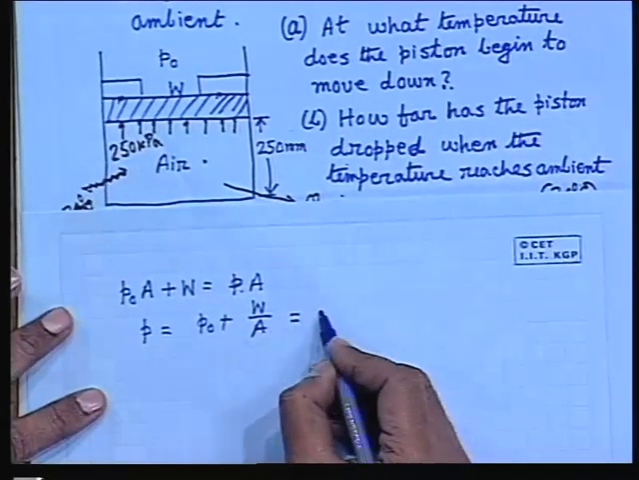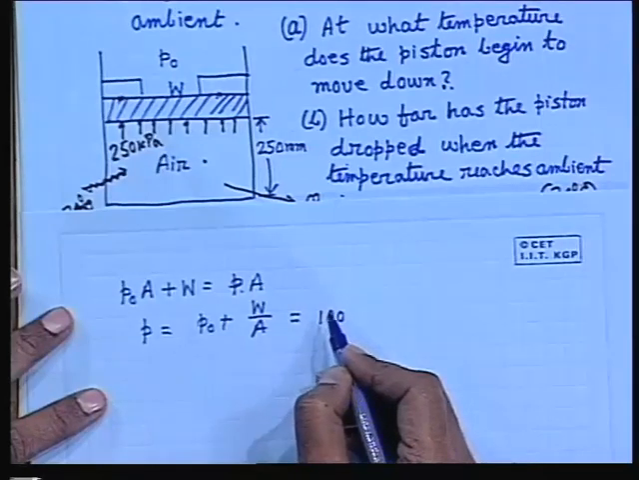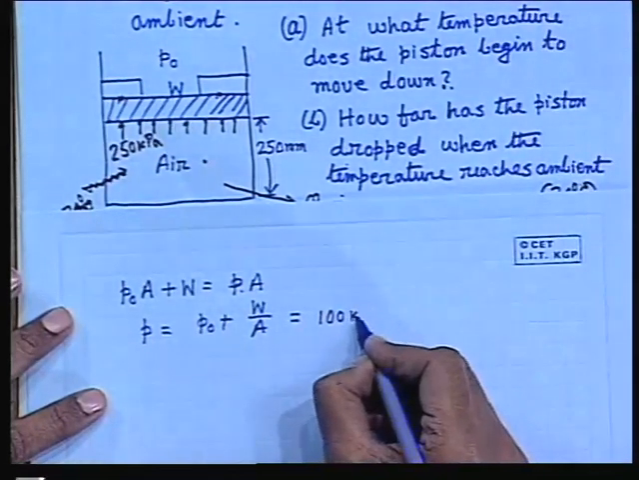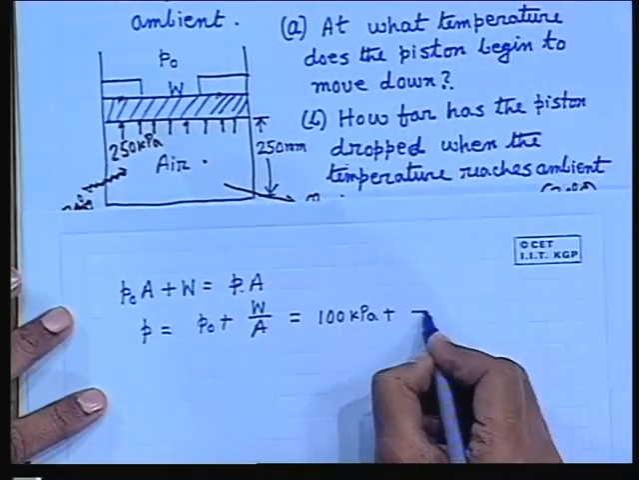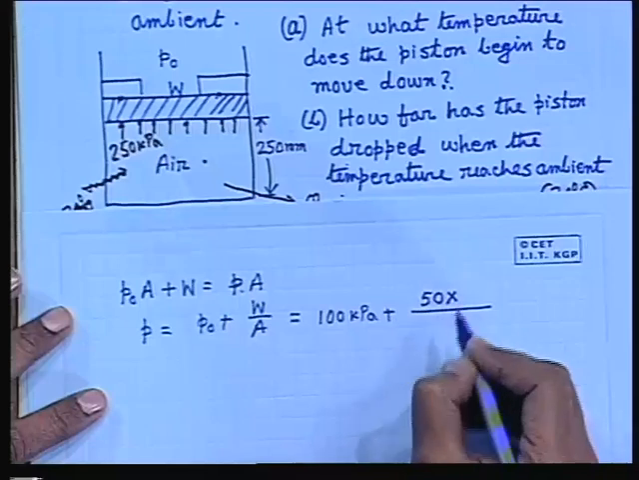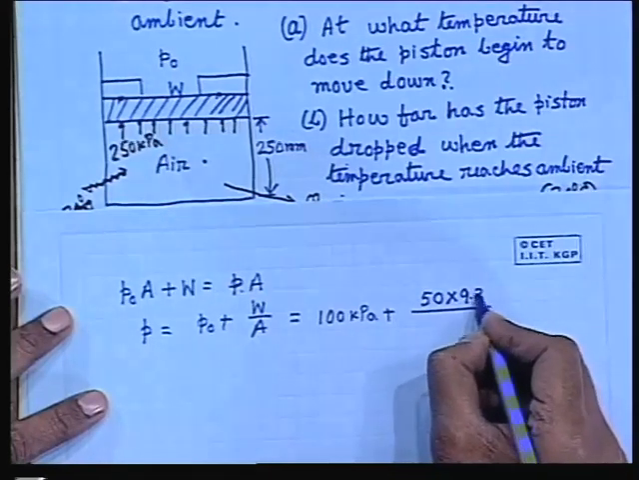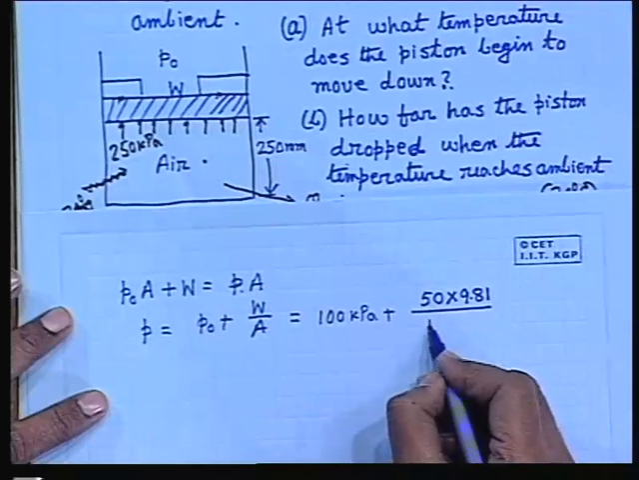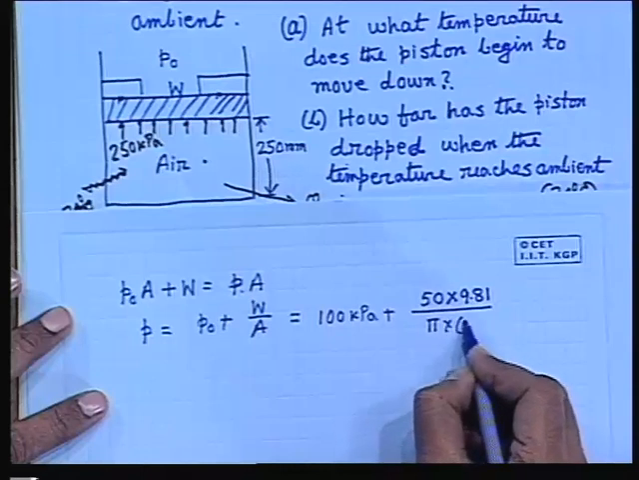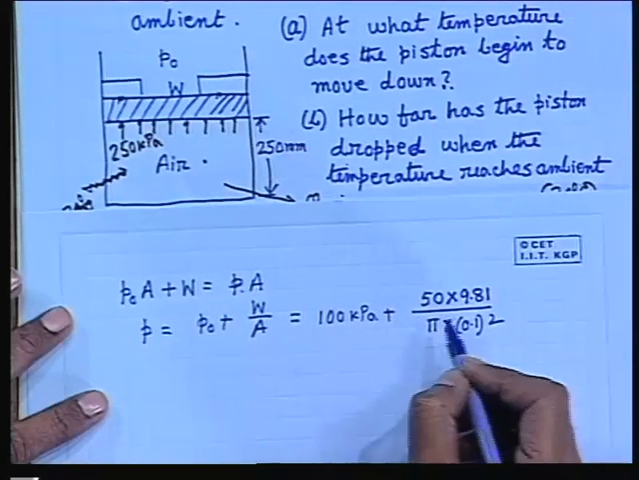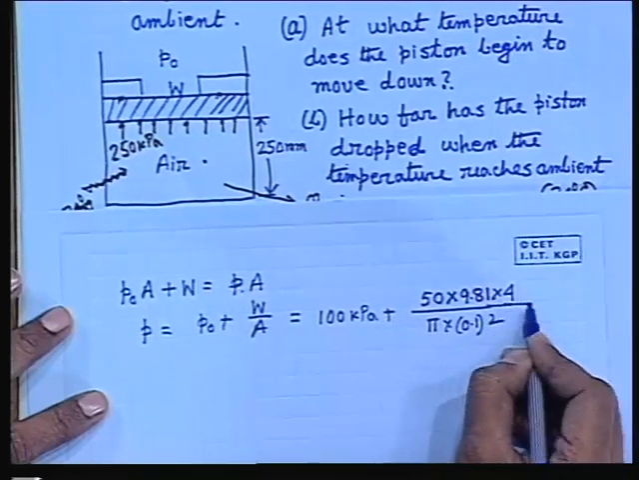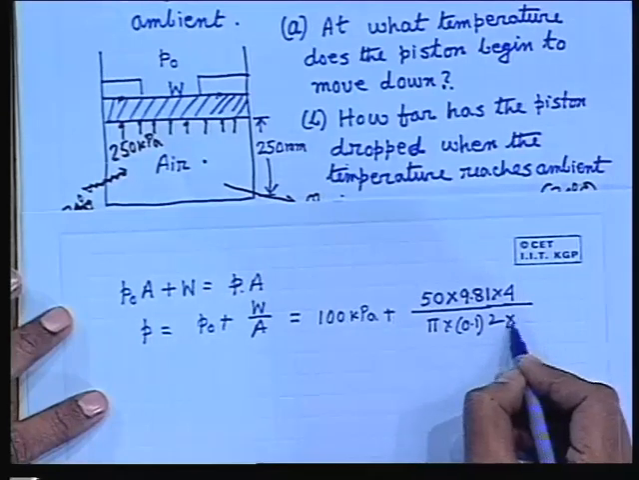Now substitute the values. What is P0? 100 kilopascals. This part also has to be expressed in kilopascals. 50 kg is its mass, so the weight has to be 50 times 9.81 Newton, divided by the area. What is the area? Pi times the diameter, 0.1 meter, squared, divided by 4. This is in Newton, so divide by 1000. Very good.